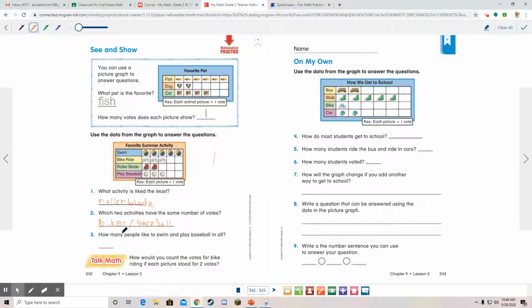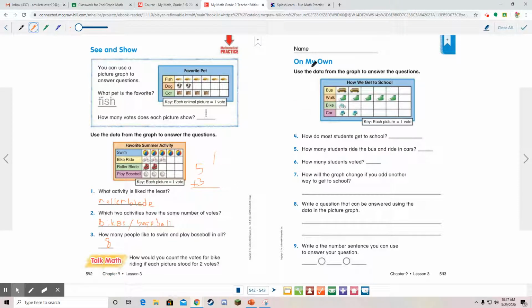All right. How many people like to swim and play baseball in all? So we need to add that up. So swimming, 1, 2, 3, 4, 5. 5 votes for swimming. Baseball is 1, 2, 3. So we add it up. 5 plus 3. So 5 plus 3 is what, guys? You know it is 8.